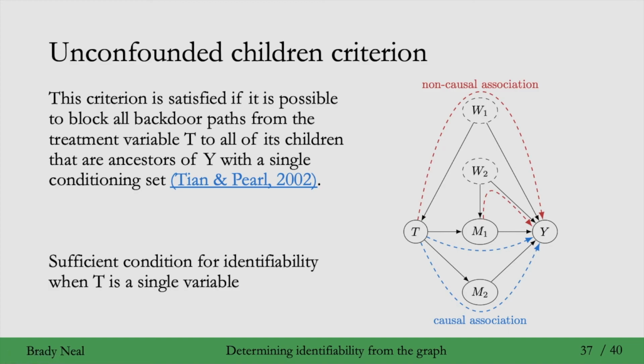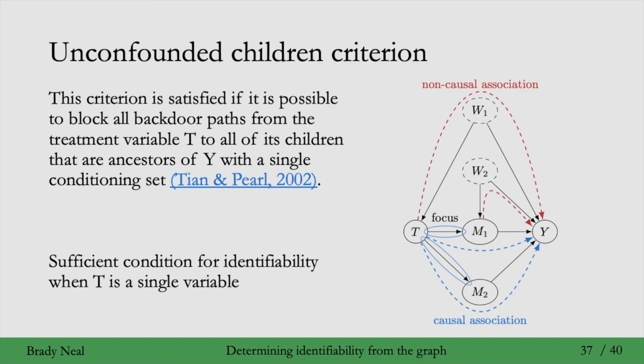The intuition for why the unconfounded children criterion gives us identifiability is that we can isolate the causal association flowing out of T by focusing on these edges from T to its children. And we can isolate this causal association if the relationship of T and its children that are ancestors of treatment is unconfounded. If it's possible to block all of the backdoor paths from T to all of its children using just a single conditioning set.